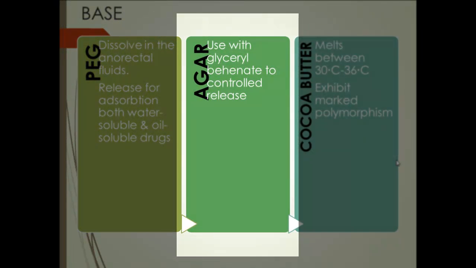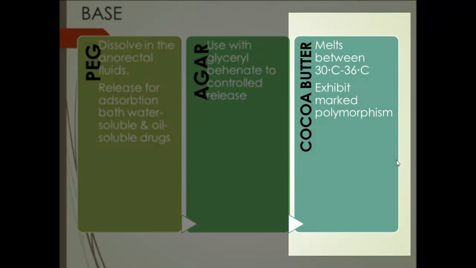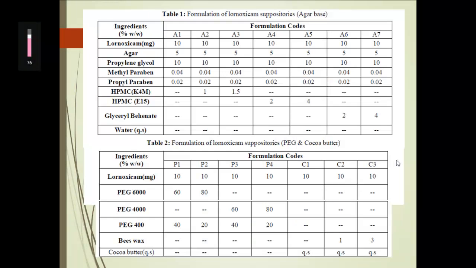Agar is used with glyceryl behenate as a controlled release. Cocoa butter melts between 30 to 36 degrees Celsius and exhibits marked polymorphism. Used with beeswax as a sustained release. This is the table of formulation of lonazepam suppositories that has been used in this journal. This is an example of agar base and PEG cocoa butter formulation codes.